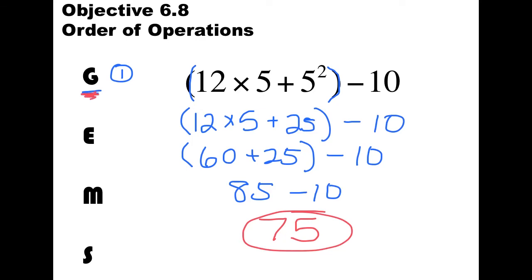All we're doing is following the GEMS sequence. We have our grouping symbols, exponents, multiplication and or division from left to right, and subtraction and or addition left to right.